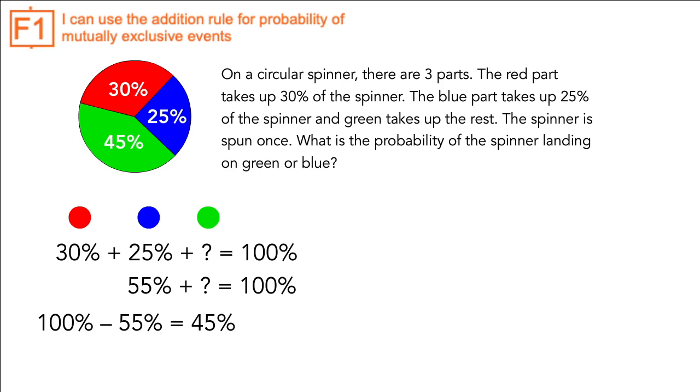Now we know the percentage of green. To get the final answer, we add the probability of green and blue together. 45% plus 25% equals 70%. The probability of landing on green or blue is 70%.